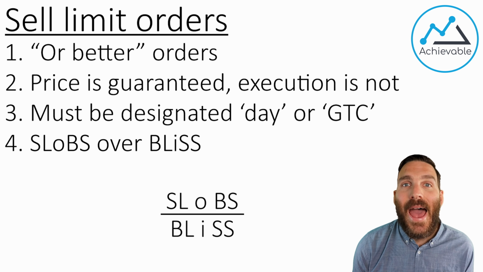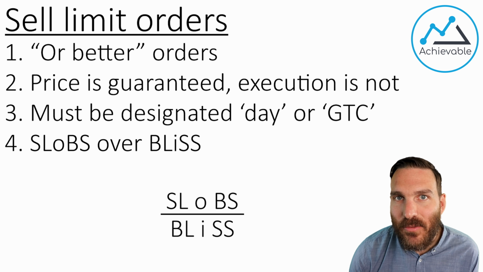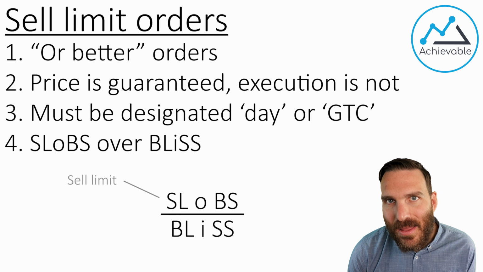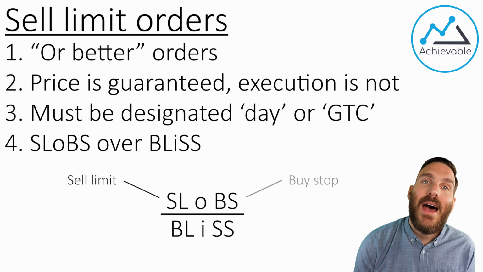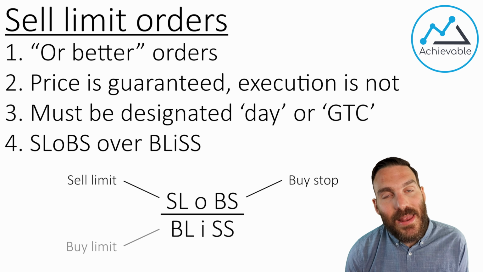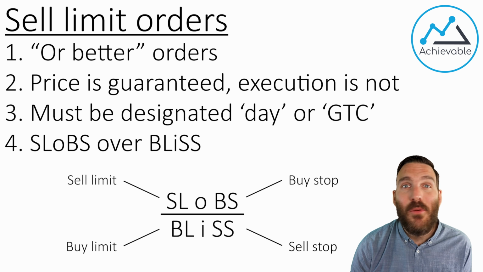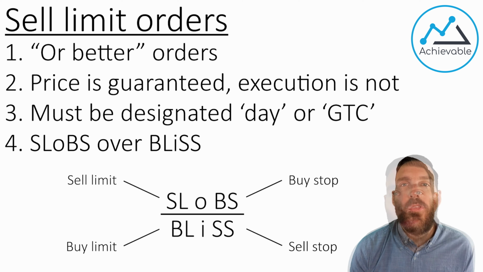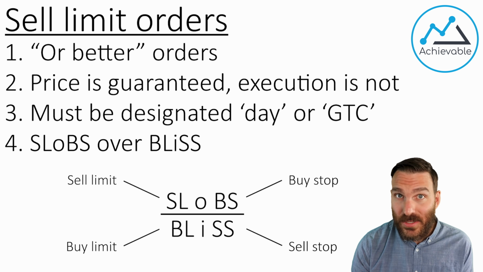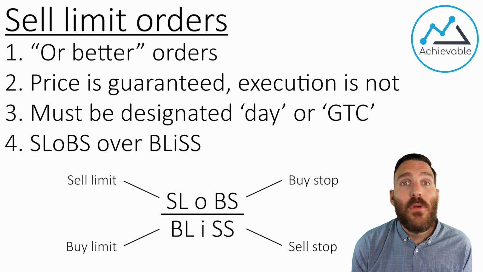Or you can use this acronym-based shortcut: SLoBs over BLiSS. SL stands for sell limit, BS is buy stop, BL is buy limit, and SS is sell stop. And by the way, the O and the I don't mean anything. Just there to make a word. The way we use this is we just have to identify what type of order we're dealing with.